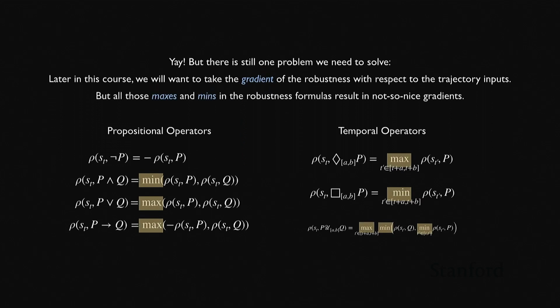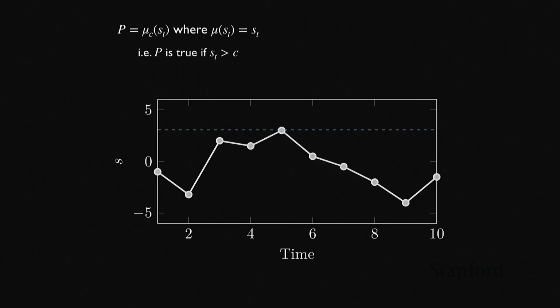Okay, but there's still one problem that we need to solve, which is that later in this course, we're going to want to take the gradient of the robustness. I alluded to some optimization that might happen, but for now you just have to believe me, we are going to want gradients. This is going to be useful. The problem is that all of these mins and maxes throughout all these formulas don't play so nicely with the gradient operation. Let me explain why.